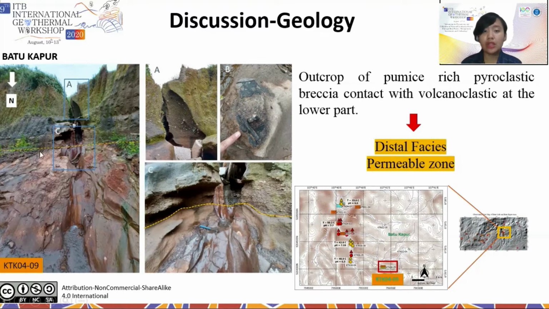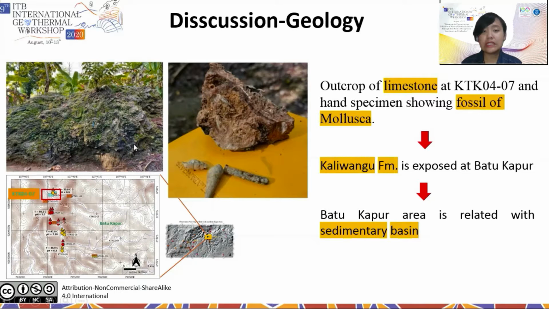Similar to Batu Gede, contact of ignimbrite and volcanic clastic was also found at Batu Kapur. However, volcanic clastic at Batu Kapur is found at the lower elevation, covered by very thick ignimbrite product. Around the Batu Kapur manifestation, spotted limestone containing mollusca was also exposed. This rock is thought to originate from the Kaliwangu Formation, a marine sedimentary formation formed in shallow marine. By looking at the evidence of the Kaliwangu Formation's presence, volcanic clastic, as well as the very thick ignimbrite product, the area around Batu Kapur might be associated with a sedimentary basin. This should be confirmed by further study such as a geophysical survey.